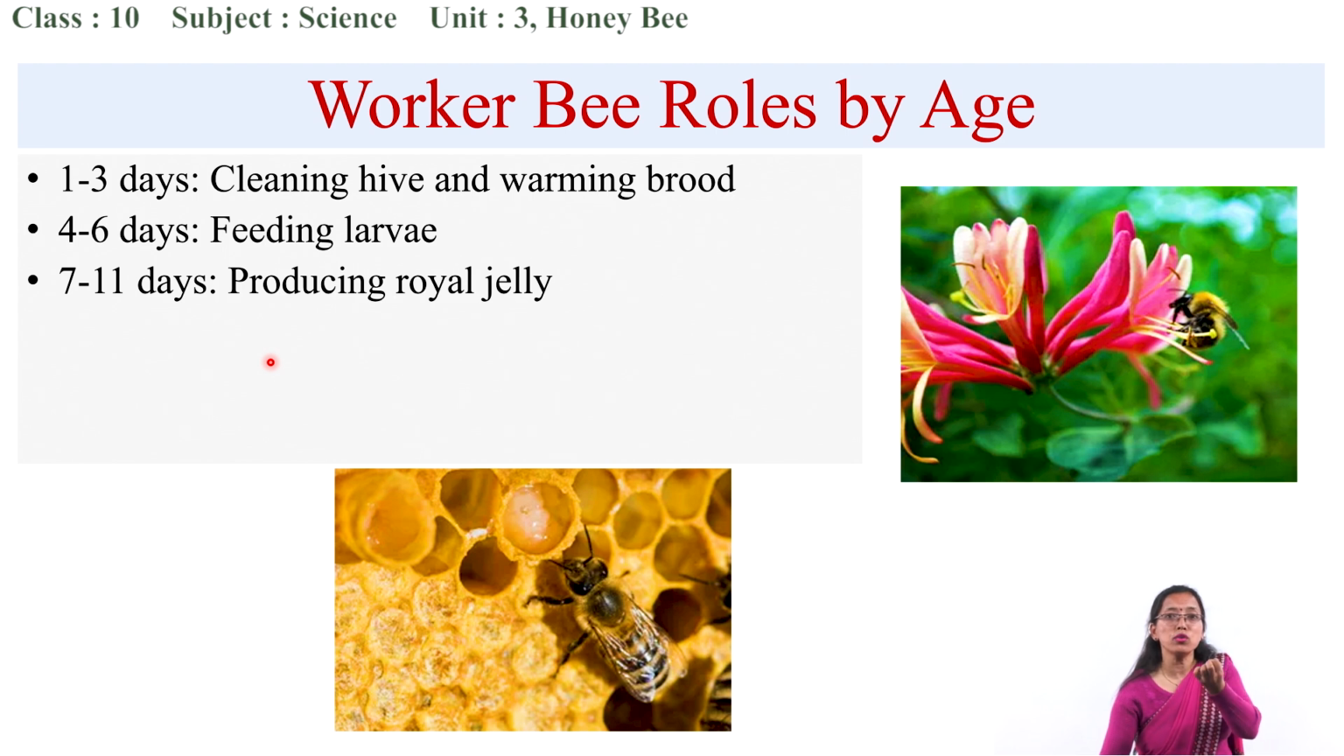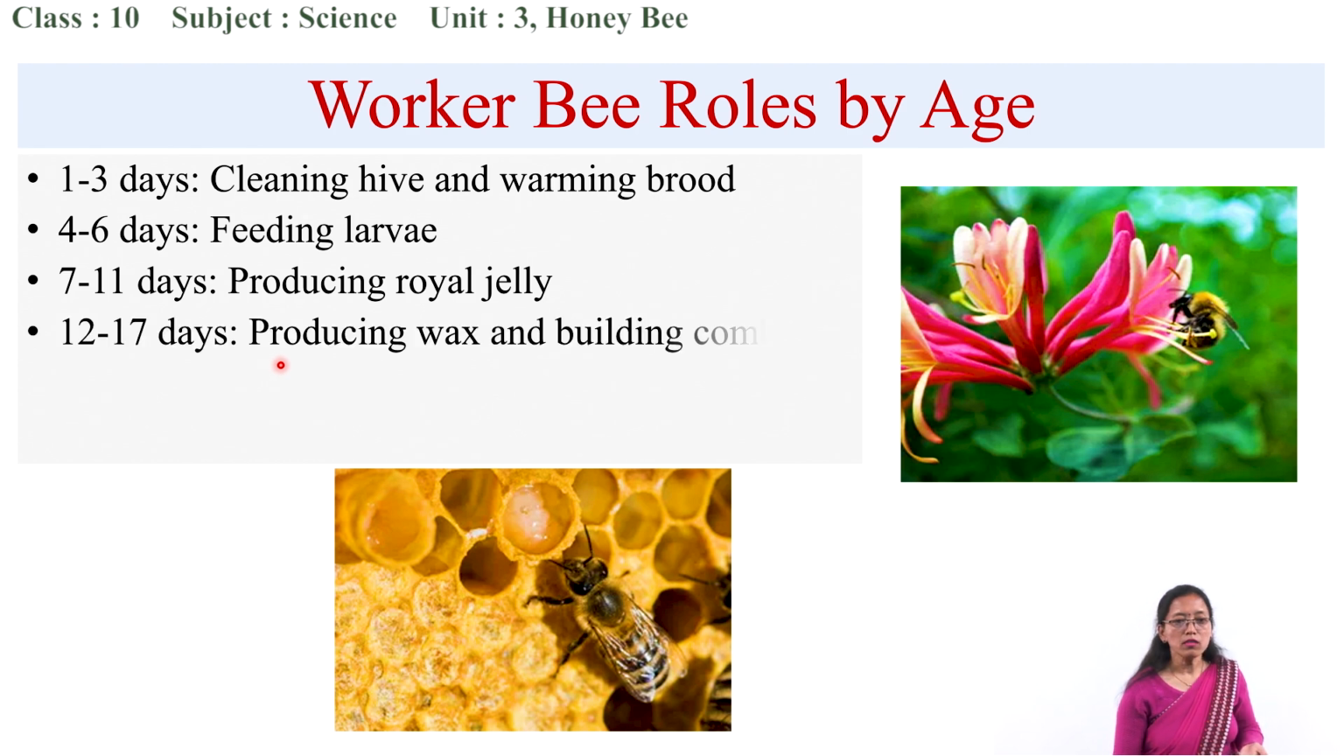They used to produce royal jelly from a small gland in their head. From that gland they produce the royal jelly, and that royal jelly is fed to the larvae. Next, 12 to 17 days, producing wax and building comb. That means in this stage they produce wax from their wax gland, and that wax is used to prepare these combs, or we can say brood cells.